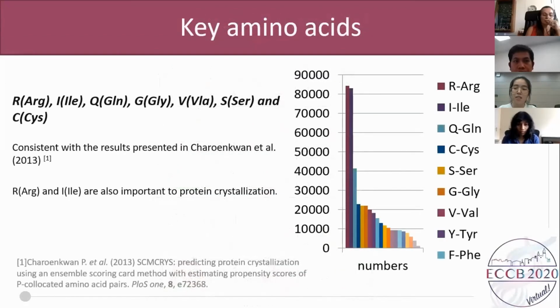And secondly, by analyzing the hidden layer of the model, we have obtained the key amino acids that affect the crystallization of the protein. These are the top 7 amino acids that contribute most to protein crystallization. It is generally consistent with the result presented in ICMRCrystal, which was published in 2018, while our result indicated that arginine and isoleucine are also important to protein crystallization.